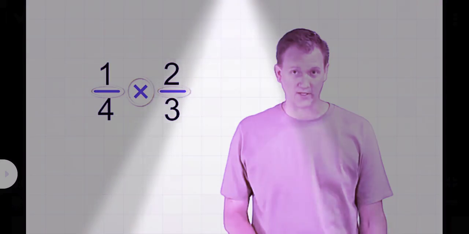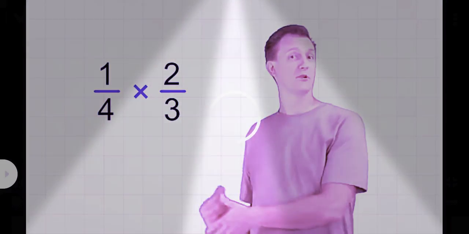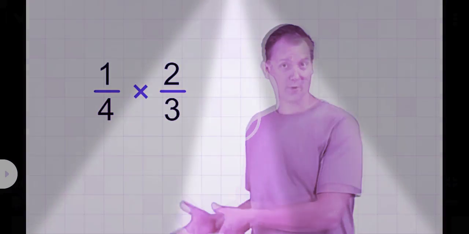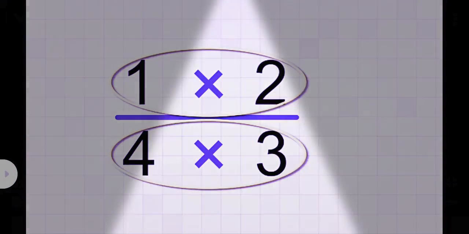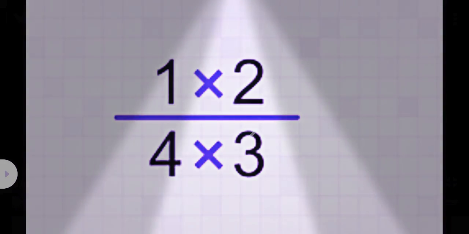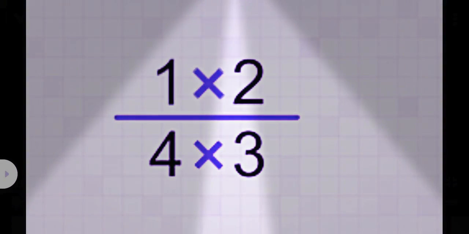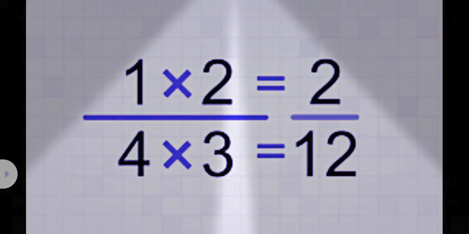And because they get along so well, I can just arrange our problem to look like this. Now it looks like two multiplication problems that are being divided, and it looks just like a fraction. In fact, if we go ahead and do the multiplications, 1 times 2 equals 2, and 4 times 3 equals 12, then we do have a fraction, and it's the answer to our problem.